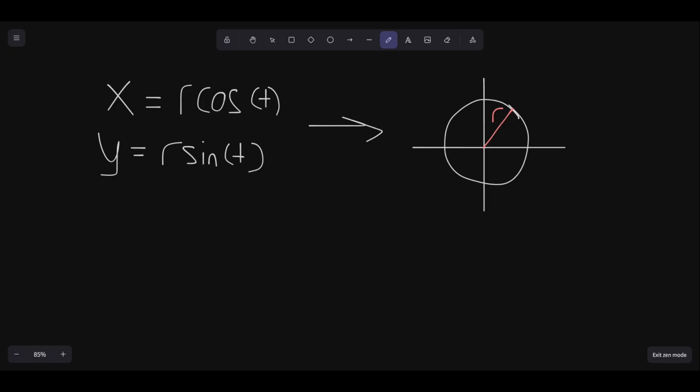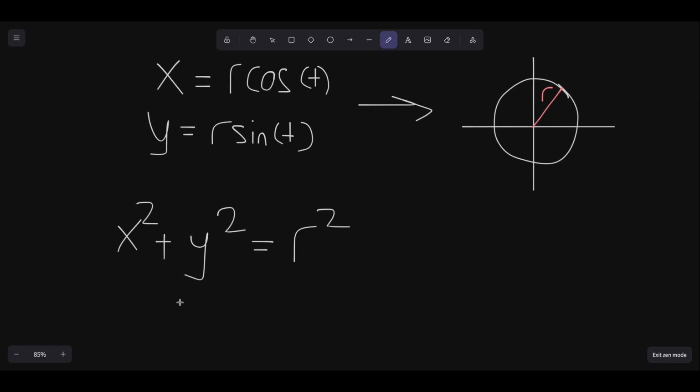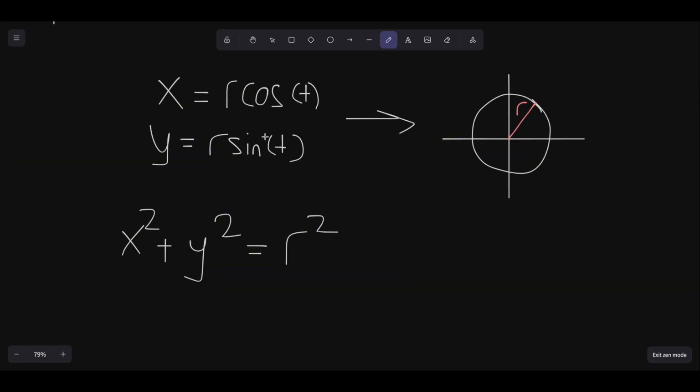Now think about why this works. So this is the same thing as the explicit relationship x squared plus y squared is equal to r squared. These two things are apparently the same thing. So how is that the case? Well, let's substitute everything in here.